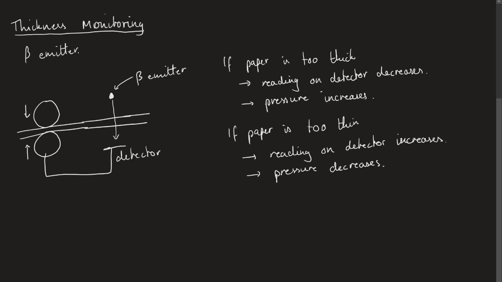So for this specific case, beta is the perfect source to use, because it's not so low energy that it can be stopped by things like paper, but it's not so high energy that it can easily pass through paper. There will be some sort of very slight variation in the thickness of paper, leading to a variation in the amount of radiation that's detected.